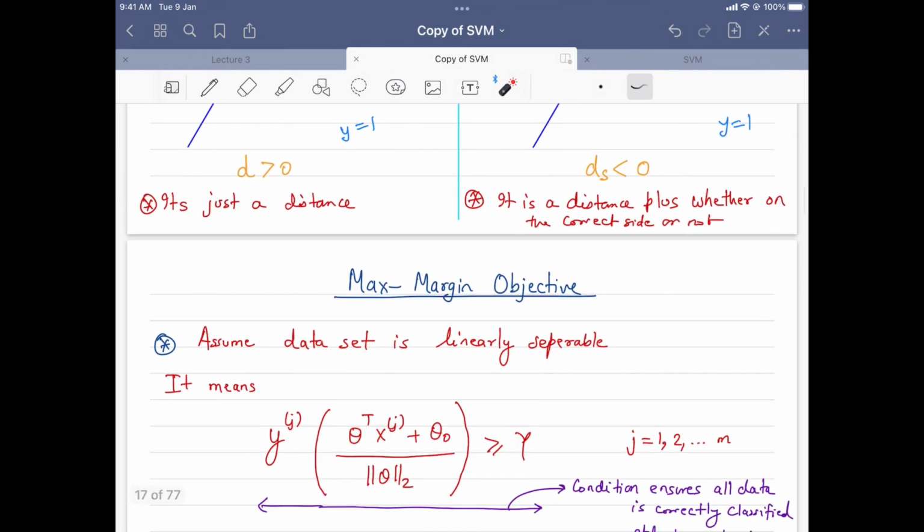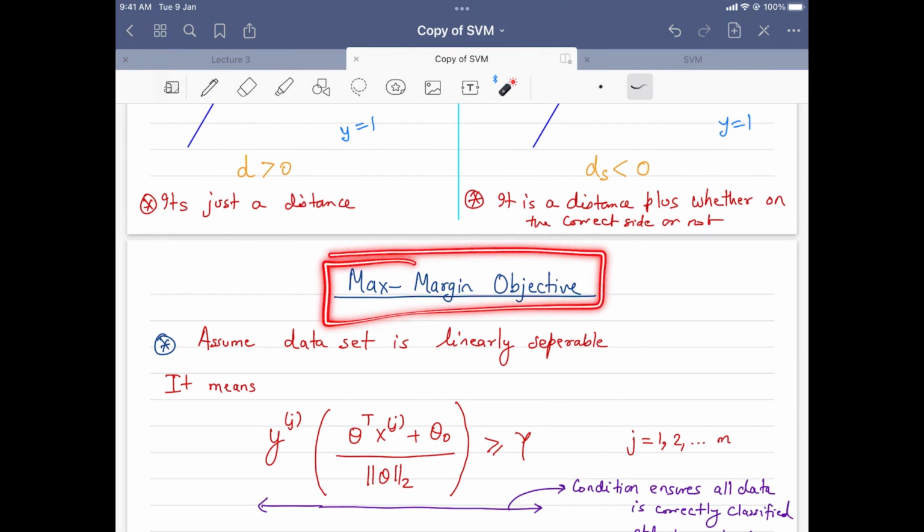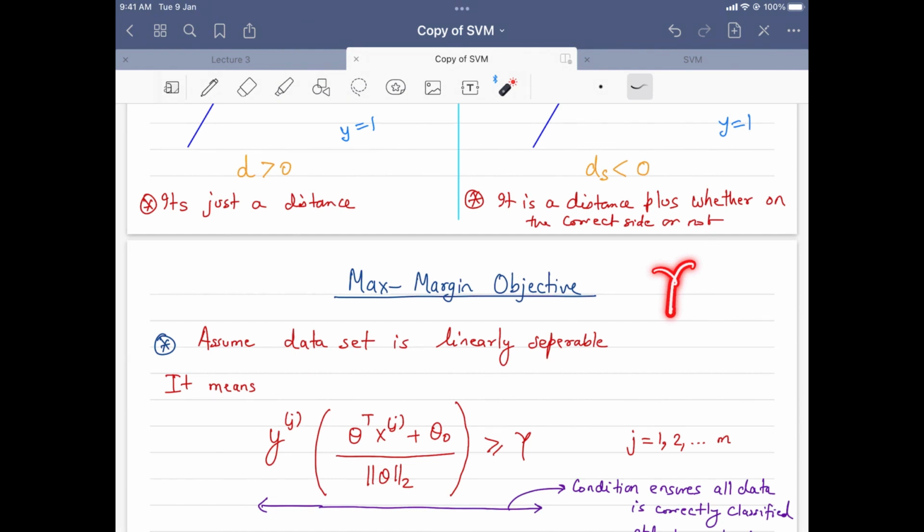So what is our objective? Our objective for the support vector machine is to maximize the margin. And what is the margin? Margin is gamma. What we want to do is maximize this gamma.